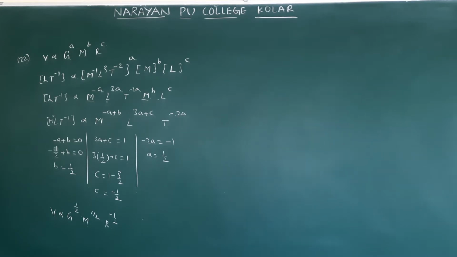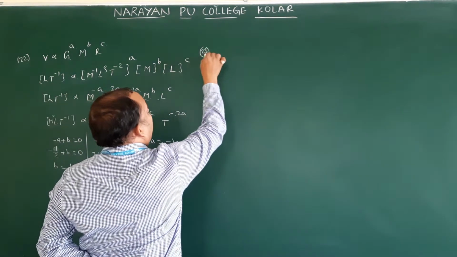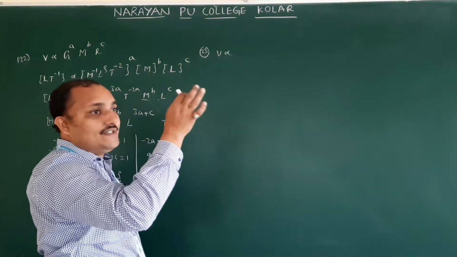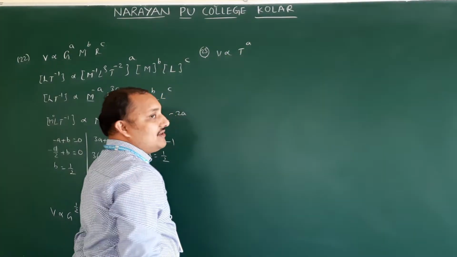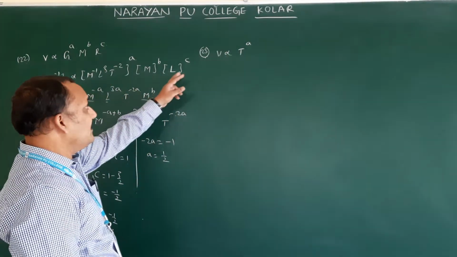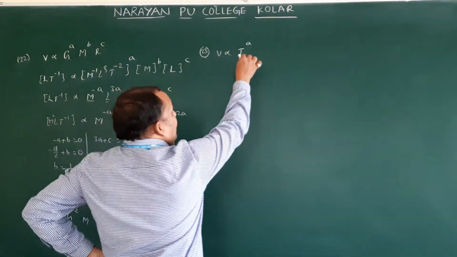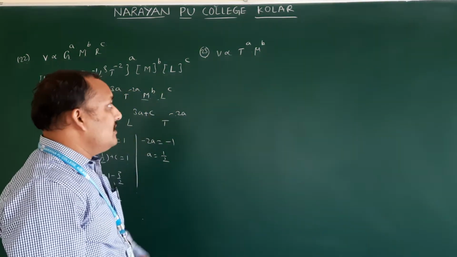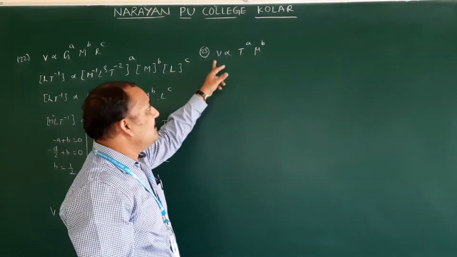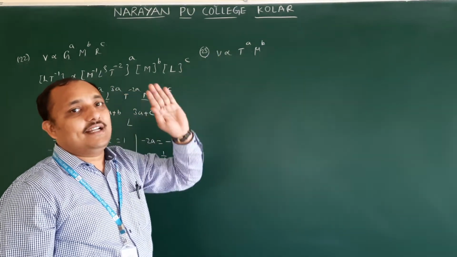Next, question number 23. This is also the same model. The speed of transverse wave depends on tension in the string and linear mass density mu. Then V is proportional to what? This velocity depends on 2 physical quantities. They said one physical quantity is tension. Tension is denoted with capital T. Time is also denoted with capital T only. Next they gave linear mass density. V means velocity, and the velocity dimensional formula is L t power minus 1.